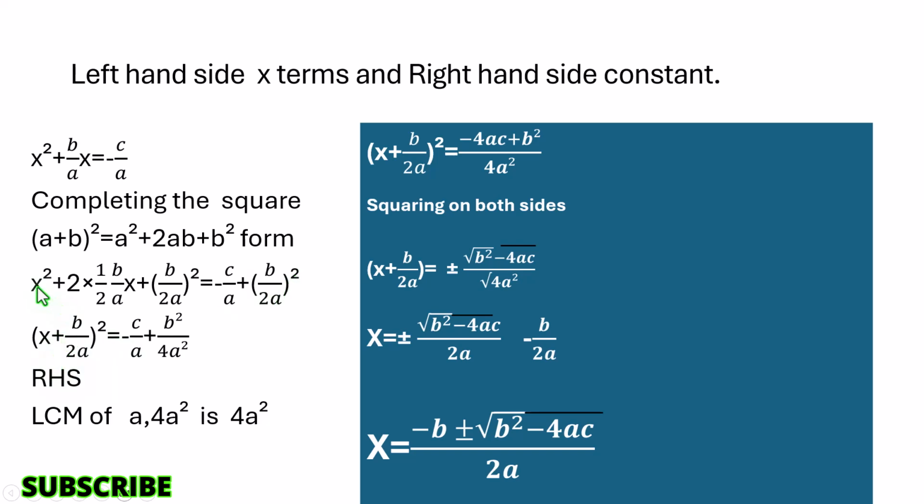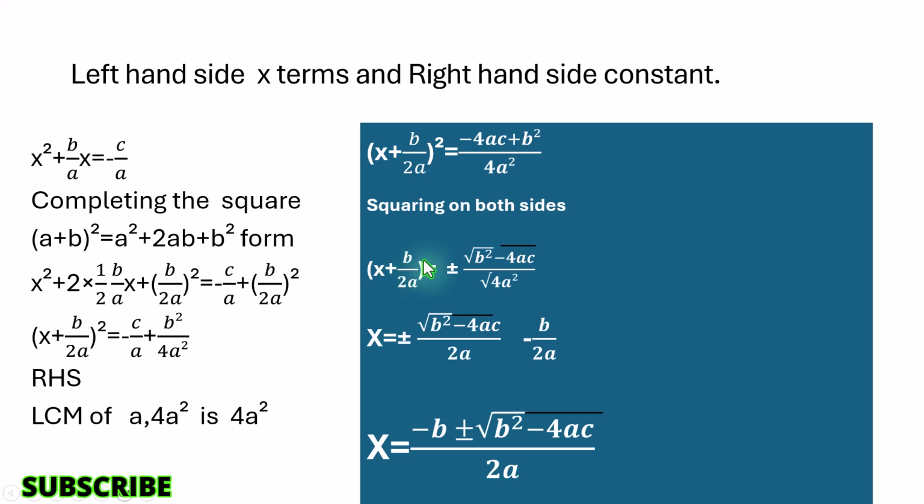The left hand side is now in the a square plus 2ab plus b square form, that is x plus b by 2a whole square. The right hand side is minus c by a plus b square by 4a square. On the right hand side we have a and 4a square. 4a square is a multiple of a, so the LCM is 4a square. So LCM multiplication: 4a square by a is equal to 4ac, then 4a square by 4a square leaves b square only. So the right hand side is minus 4ac plus b square by 4a square.